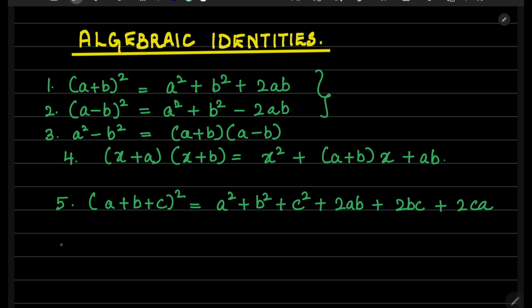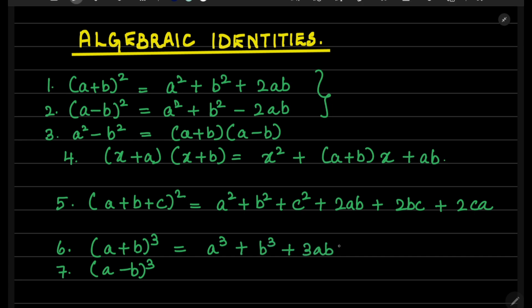Apart from this, we also have the cube of the binomials. You have an identity which is (a plus b) the whole cube, and the seventh one is (a minus b) the whole cube. What is (a plus b) the whole cube? It is nothing but a cube plus b cube plus 3ab into (a plus b). And (a minus b) the whole cube is nothing but a cube minus b cube minus 3ab into (a minus b). You can even open the brackets and also write it.